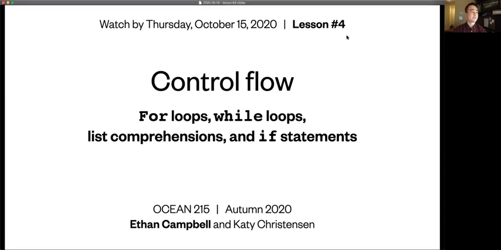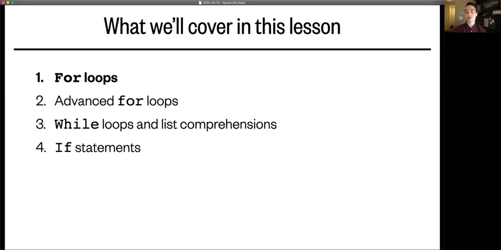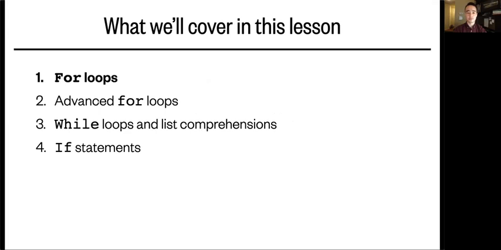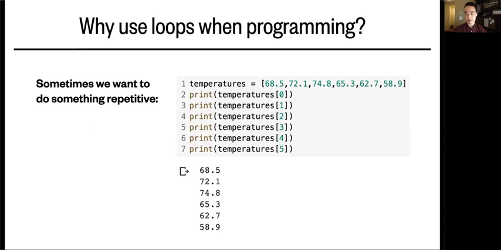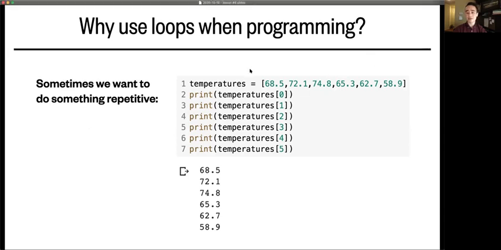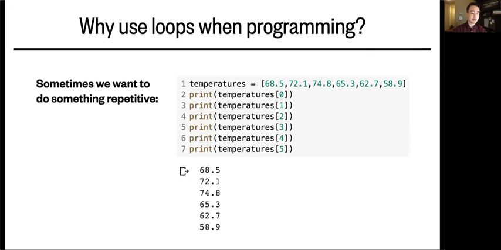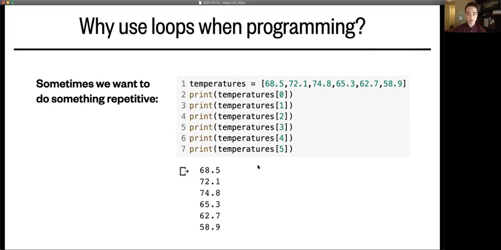So in this first segment, we'll be looking at what's called a for loop. But first, what are loops and why are they useful in programming? Let me give you an example. Sometimes you might want to do something repetitive, like printing every value of this list called temperatures on its own line. So here we write 6 print statements in a row to print each temperature.